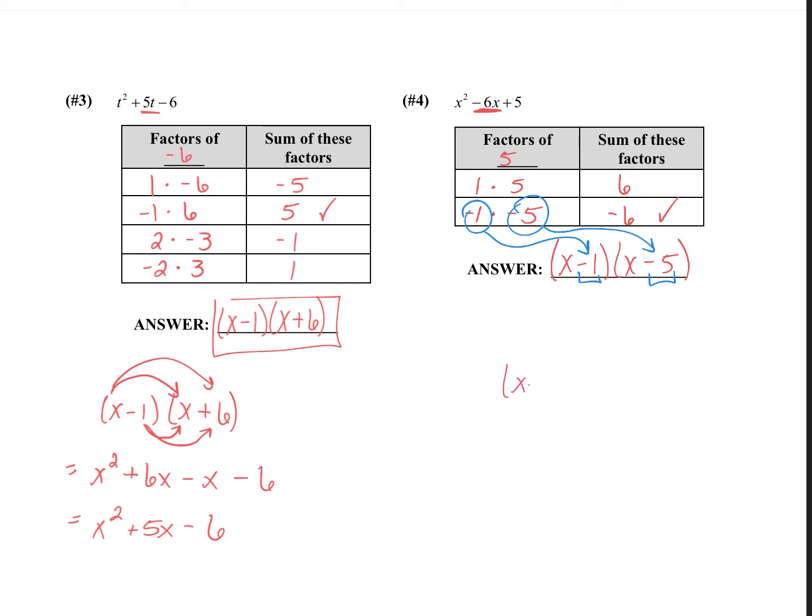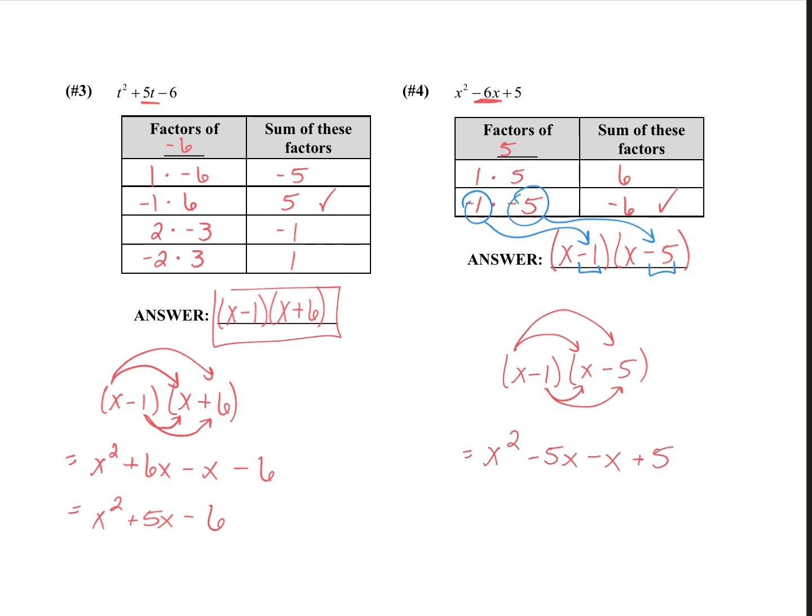So we have x minus 1 times x minus 5. First step, x times x is x squared. Then we have x times -5, which is -5x. -1 times x is -x. And finally, -1 times -5 is +5.